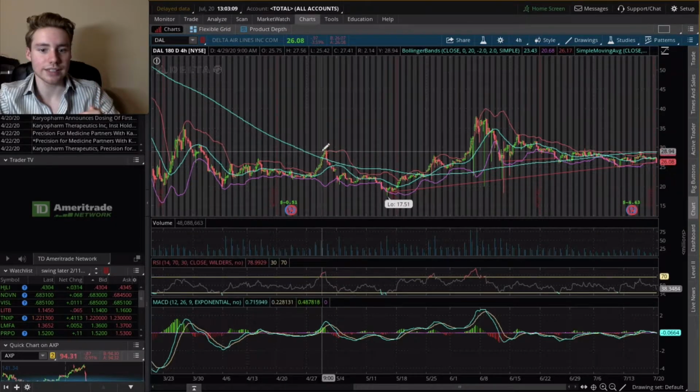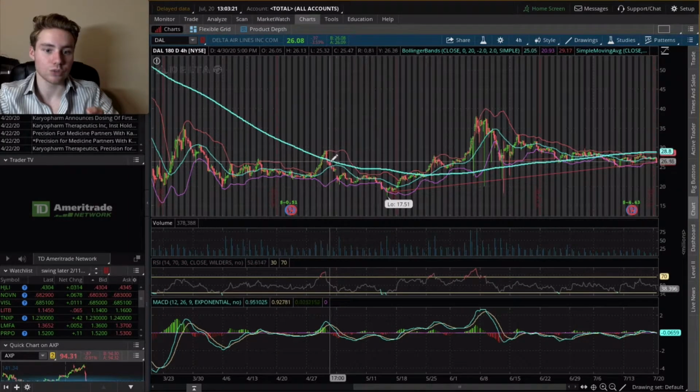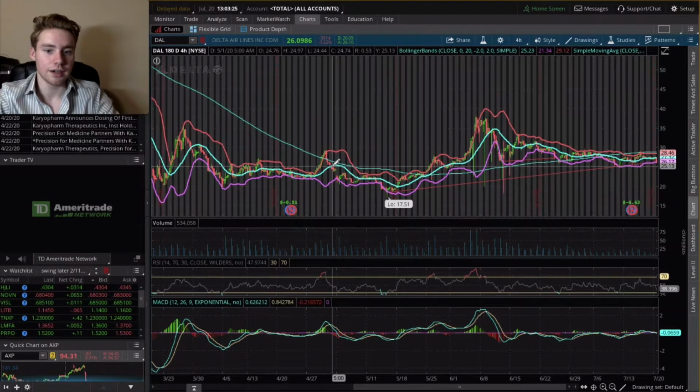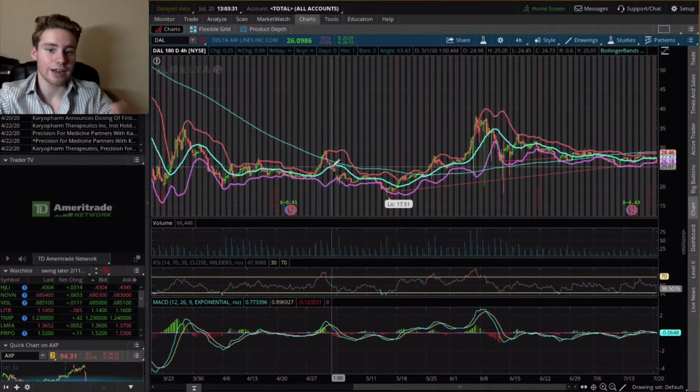So it retests it here, touches it, and then goes right back down. So we can see this is a very, very bearish signal once it goes up and then falls right back down under it. So this would be a short right here. It falls down about 25% after the retest failure.